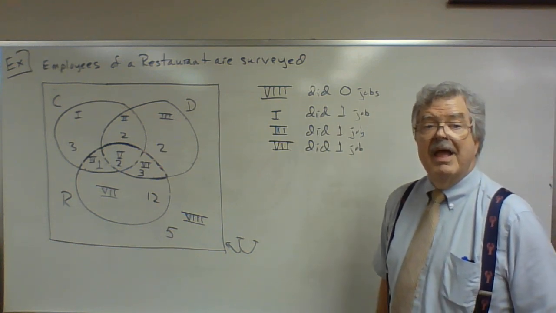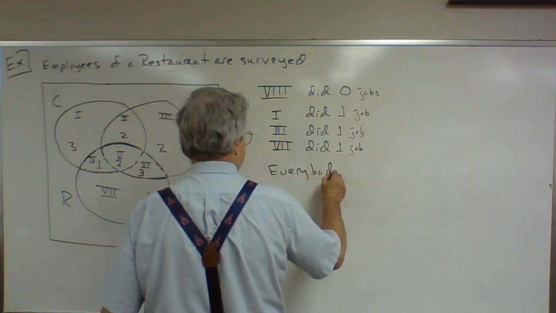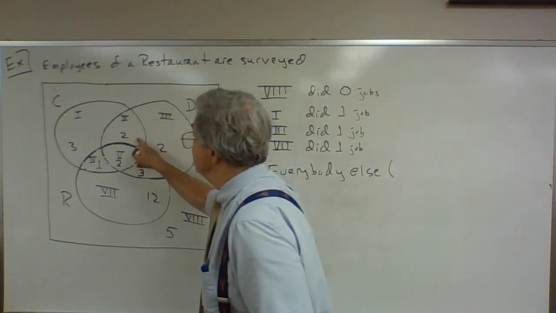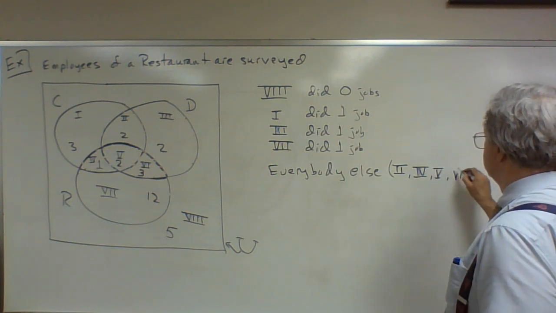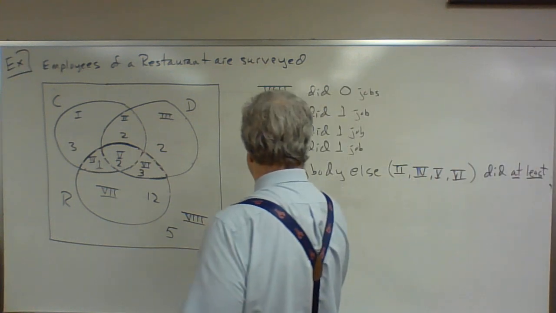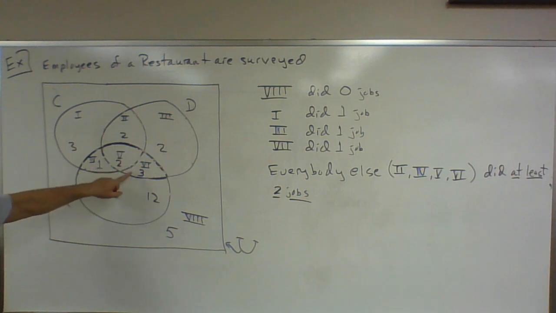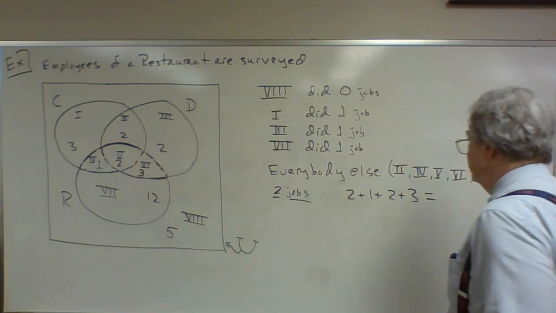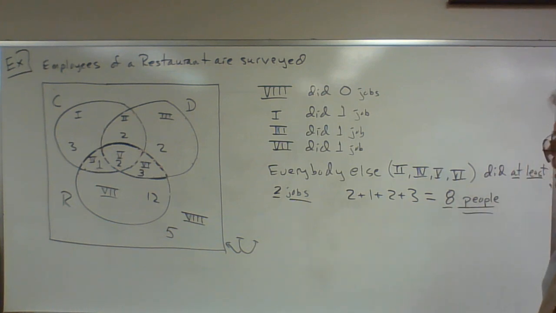You know what that means, don't you? Everybody else did at least two jobs. So what is everybody else? Four, five, six. No, let's see. Two, four, five, six. Two plus one plus two plus three. Eight people did at least two jobs.